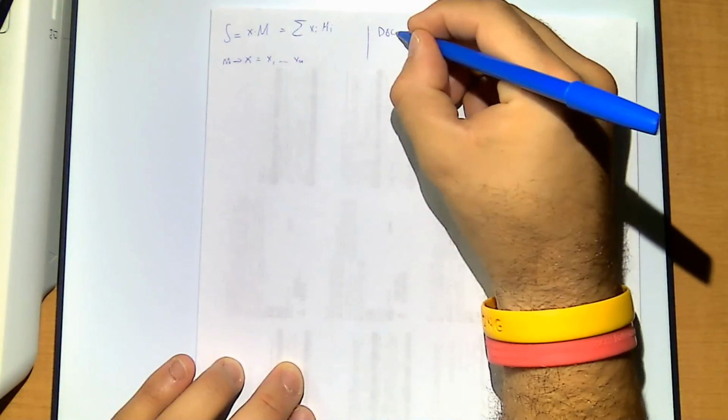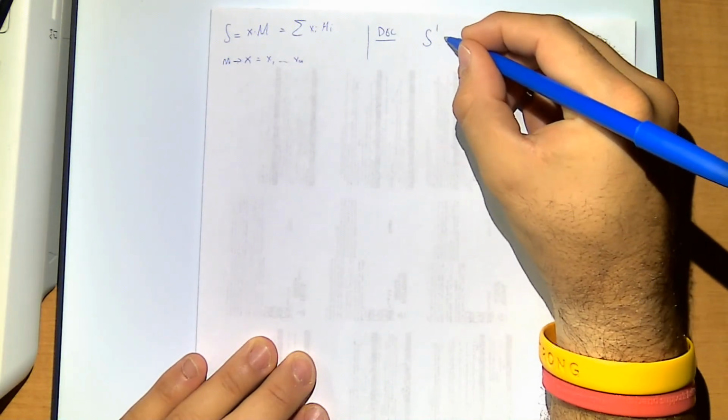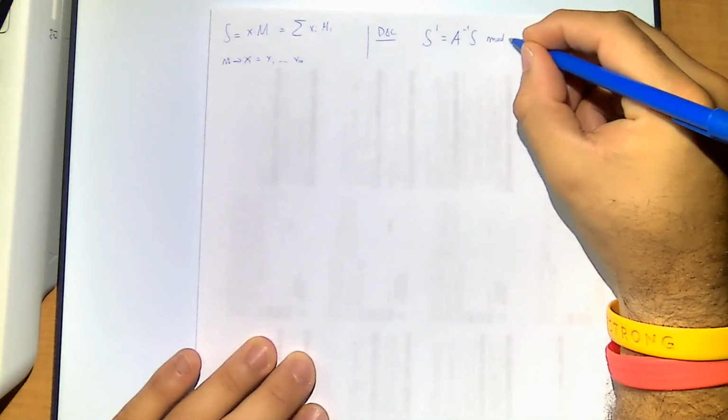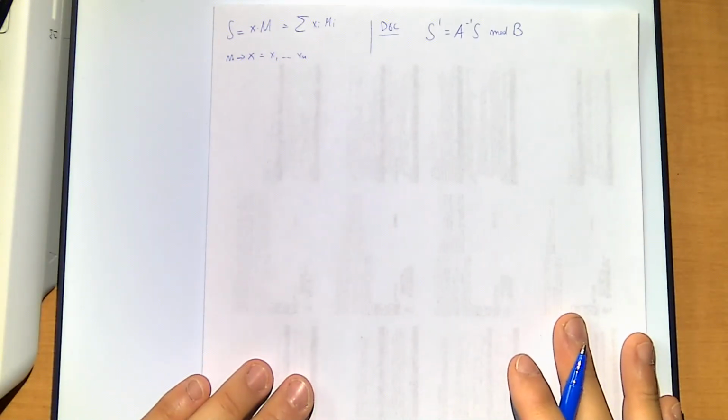And how do I decrypt? Well, this is the interesting part as usual. I don't know how to decrypt if I have a non-super increasing sequence, but if I have a super increasing one, then it's easy. So what I'm going to do is take S and create S prime, which is A inverse times S, again mod B. And then you can solve the subset sum problem, because this is now going to be a super increasing sequence.